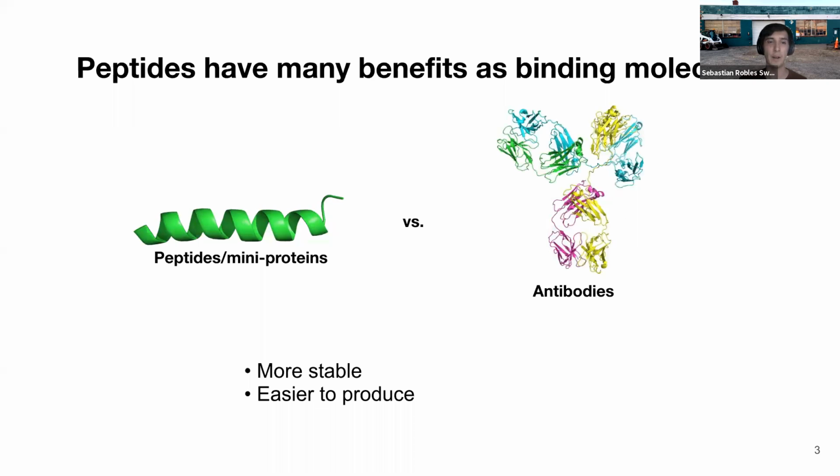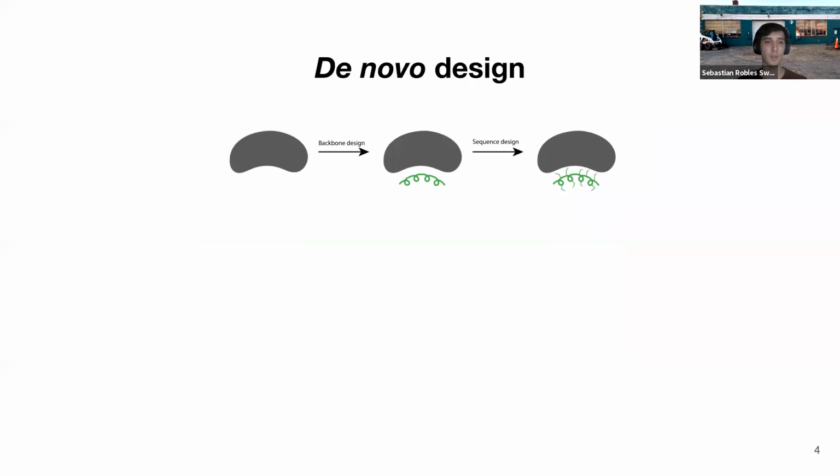In comparison to antibodies, peptides are more stable. So they're smaller and lack post-translational modifications. This means they can function in the cytosol and they're easier to express. You don't need complicated mammalian cell lines. So while they have nice properties, it's of course not so trivial to actually obtain new protein binding peptides. So today I'm focusing on a computational method for doing this. So I'm going to talk about de novo design in the general manner.